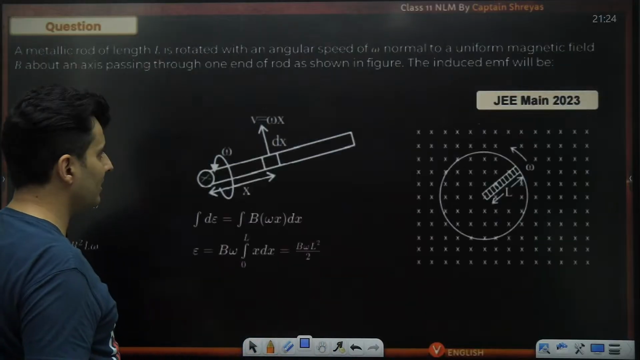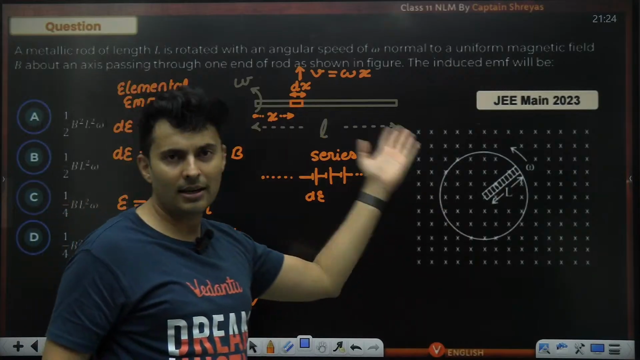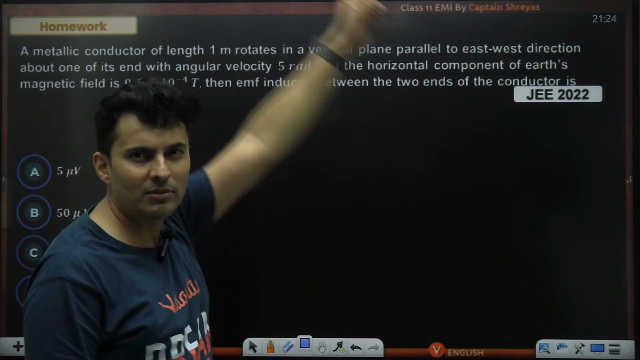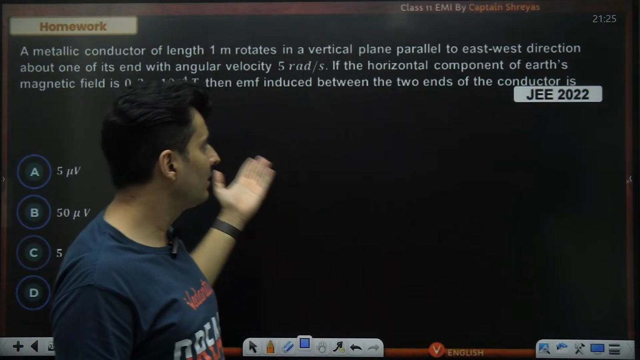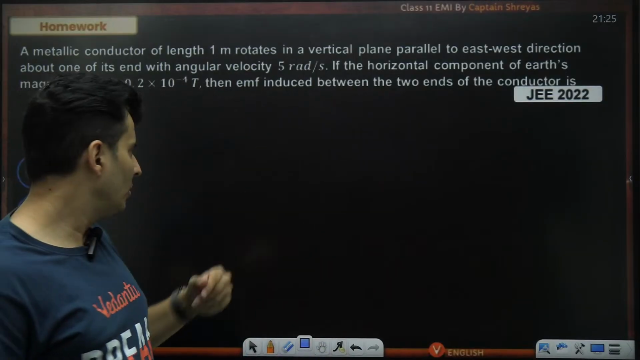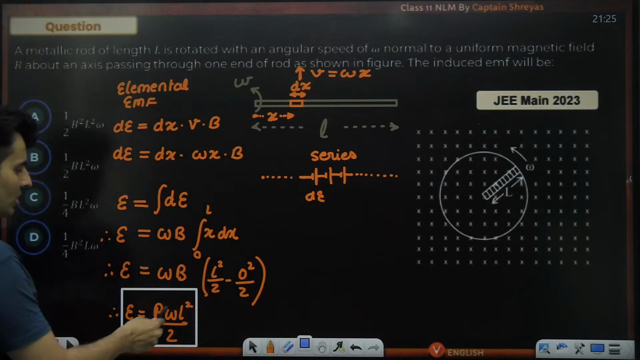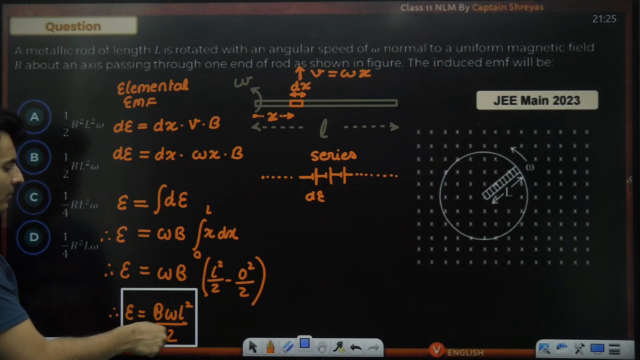So if you look at this diagram and this diagram, the one where it is rotating like this, it is the same thing. I mean, it's not any different. So the value will come out very easily, similar to this one. You just have to substitute the values, omega, L, B, everything.